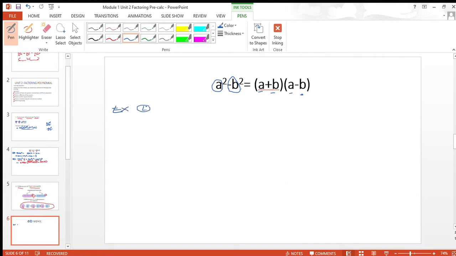Example number 1. Let's say we have the expression b to the fourth minus 25. If we look at this expression, b to the fourth minus 25, isn't it that b to the fourth can be expressed as b squared, squared, that's b to the fourth. 25 can be expressed as 5.